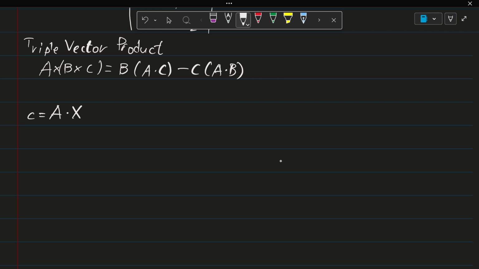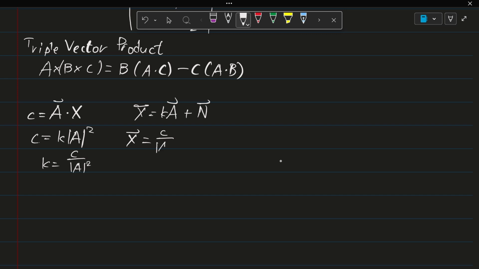So a way for you to do this is to make X be, first, a component in the direction of the A vector, as well as a normal vector that, dotted with the A vector, would result in 0. So if you plug this in, this would be K times the length of A squared equals C. This means that you could figure out what K is, which is C over the length of A squared. Therefore, the X vector must be C over the length of A squared times the A vector, plus the N vector, where N could be any vector that is perpendicular to A.